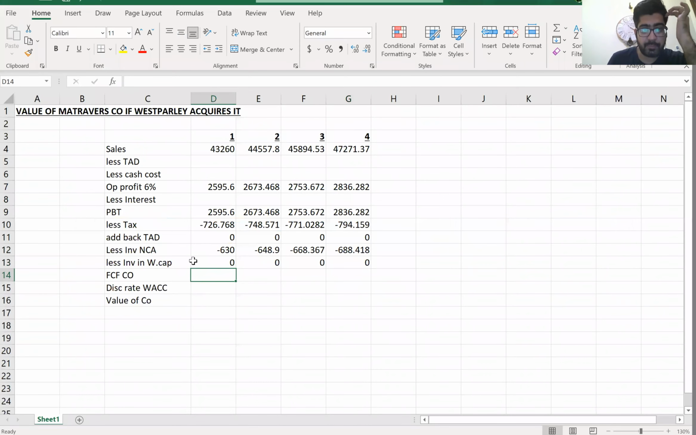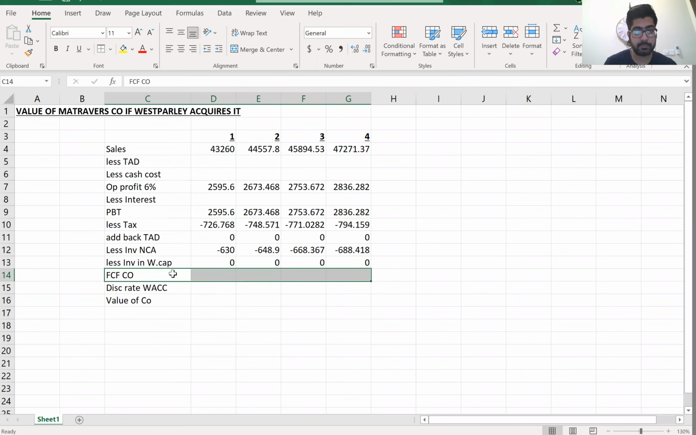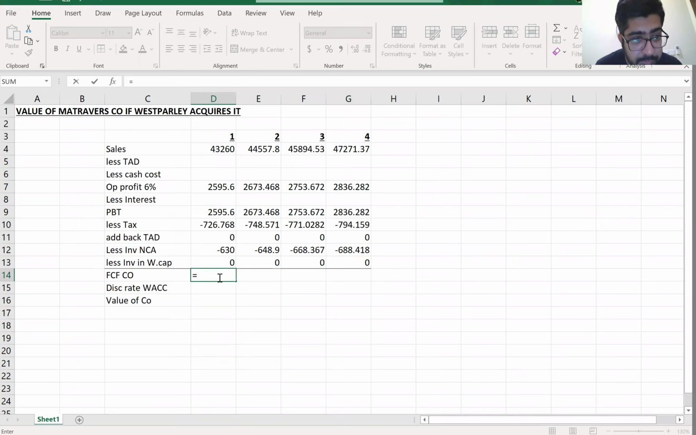This gives you FCF2 company. So it's D9, sum of D9 to D13.